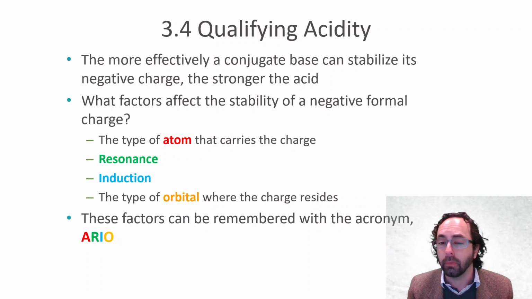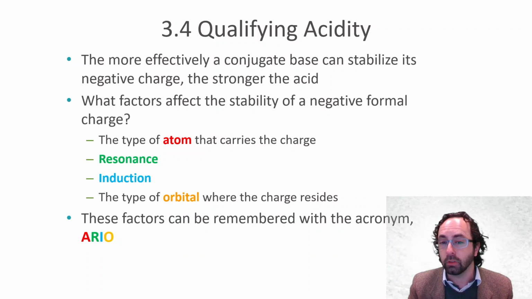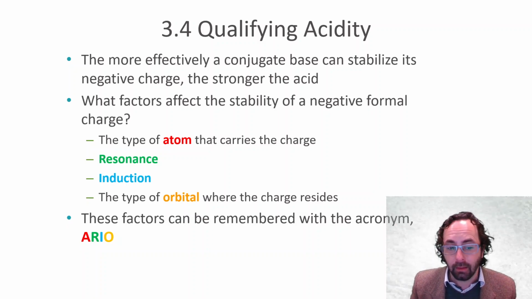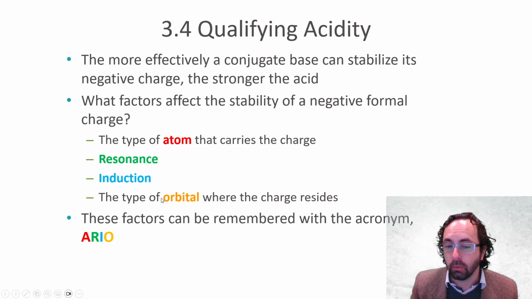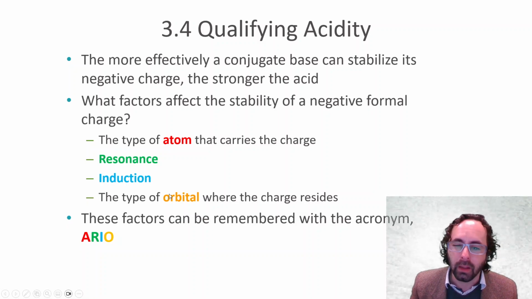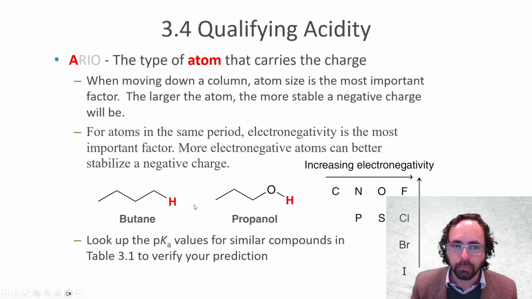And so that means a stable base, which means it won't go and grab back the proton, which means the acid is strong. The conjugate acid will be strong because it will give away that proton and it won't get it back easily. So let's take a look at each of these, and these are ordered in terms of their importance. Atom is generally more important than resonance, than induction, than orbital. Of course, this is a simplified way of trying to describe actually quantum mechanical things, so it fails here and there, but it generally works pretty well.